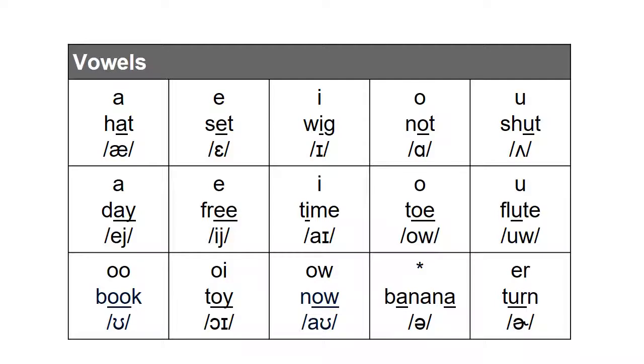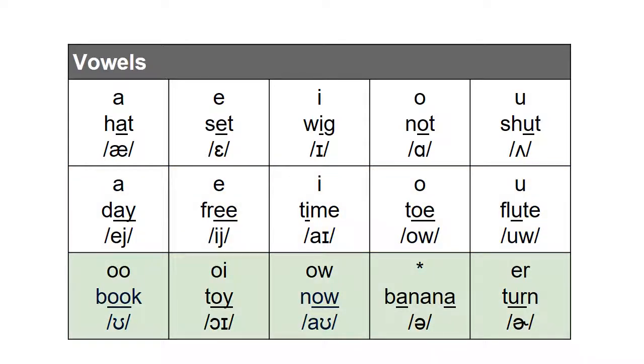Here is a chart that represents the vowel sounds in English. Now each dialect of English is going to use different vowel sounds, but these are the 15 that are most common in general American English. Along the top, we have what we often think of as the short vowel, and then the long vowel sound, and we have other vowel sounds.